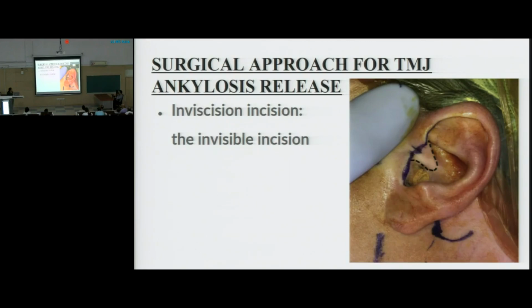Then we plan for the invisible incision. It is just an incision over the tragal cartilage. The incision is given so that we can expose the TMJ and do the surgery, and the patient will also have very less scar and almost a nil scar as well.